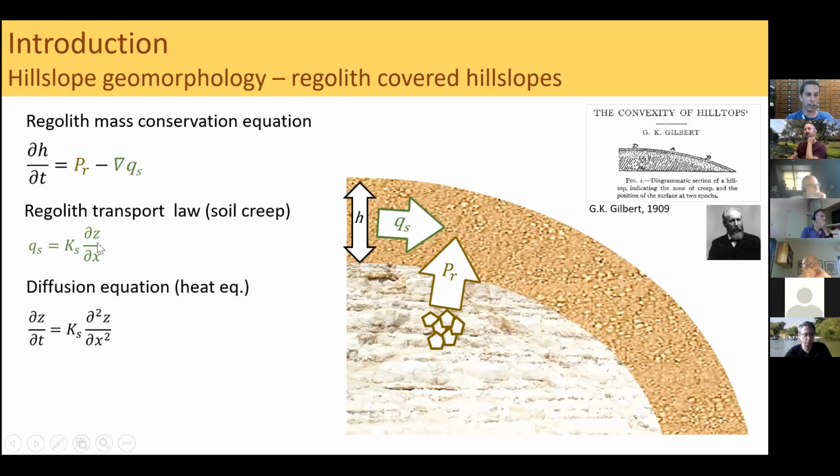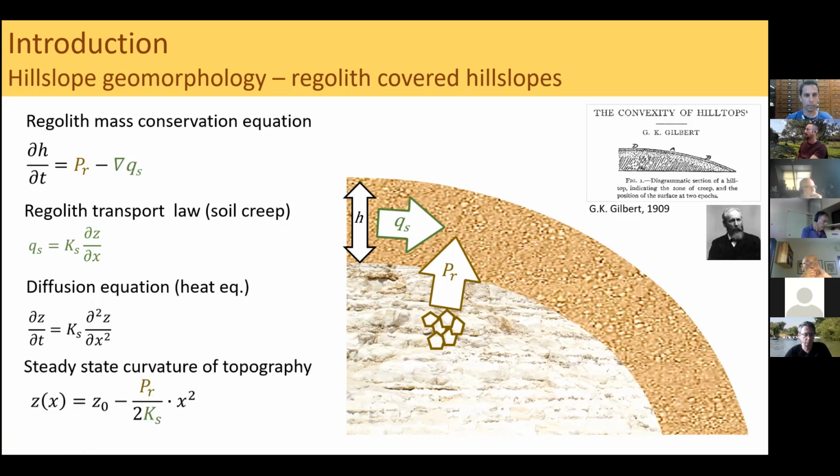And I can take this transport law and place it in the mass conservation equation to get this equation to describe hillslope evolution, the morphological evolution. And you might recognize it, it's just a diffusion equation. It describes many processes in nature, like heat diffusion, and processes in chemistry, and many more. And we know how to work with it and use it, and sometimes solve it.